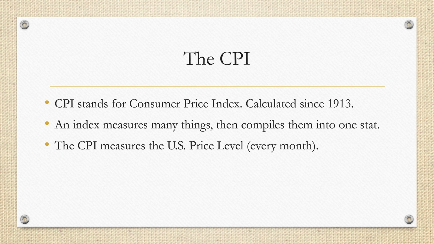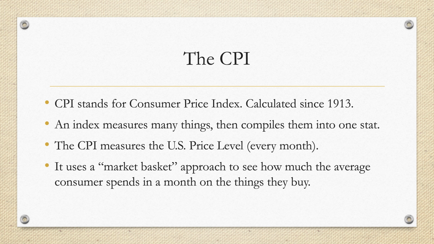So since they want to measure the price level, but they can't reasonably find out the price of every single good and service in the United States, what they do every month is they take a sample of U.S. goods and services, and they call this a market basket approach. So the idea is we're not going to track the prices of every single good and service in the United States because that would be impossible, but we're going to pick a reasonable amount to measure, and we're going to put them into what's called an imaginary market basket.